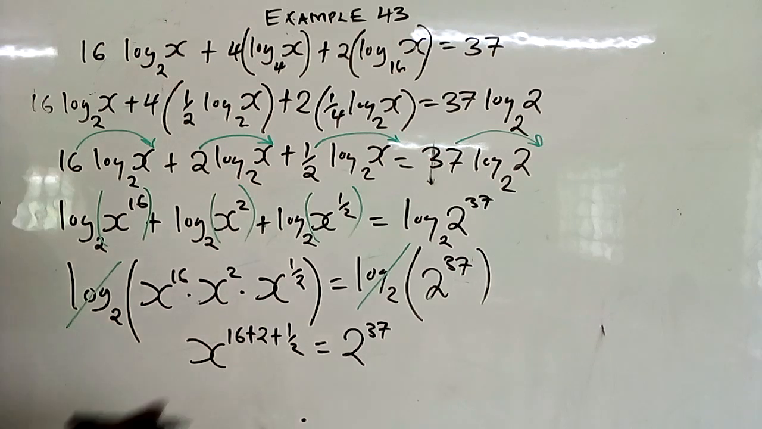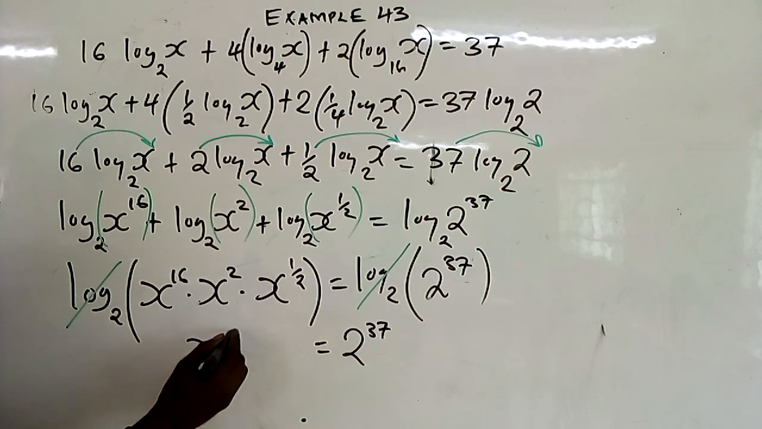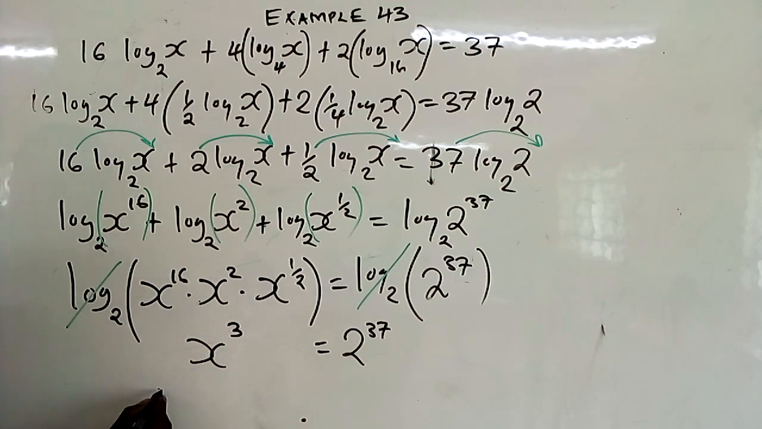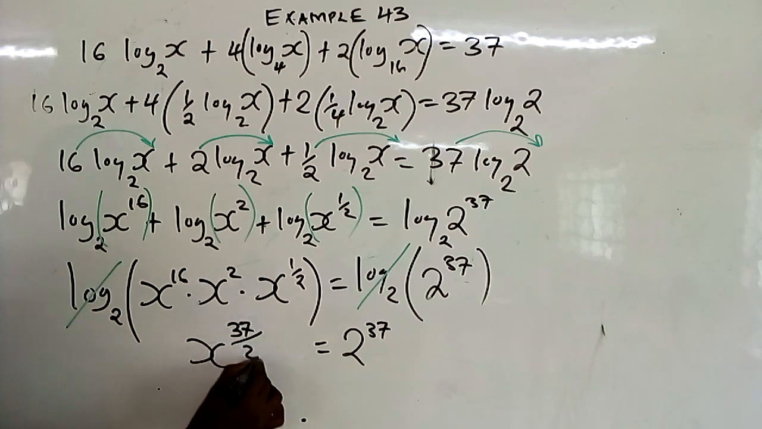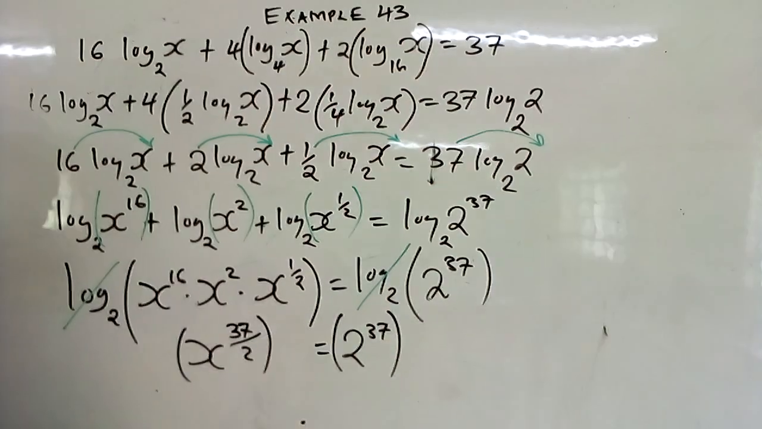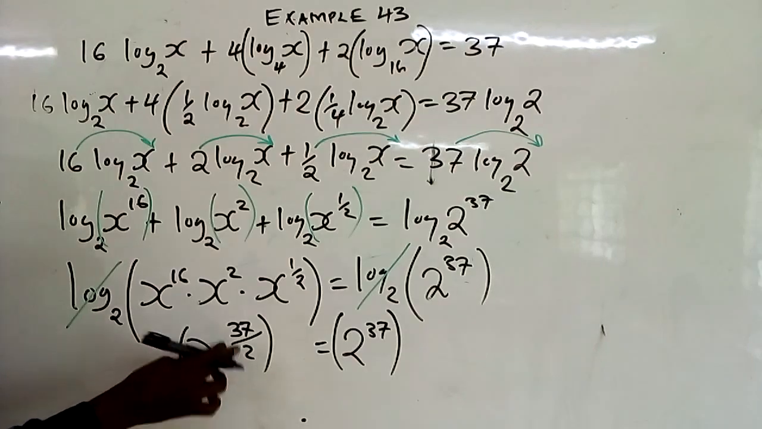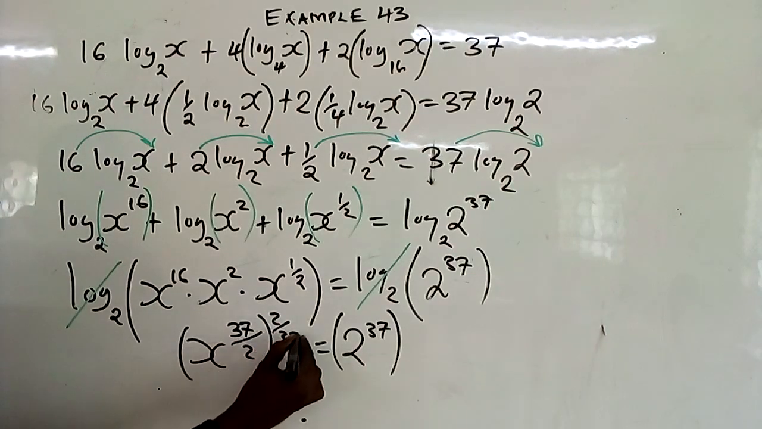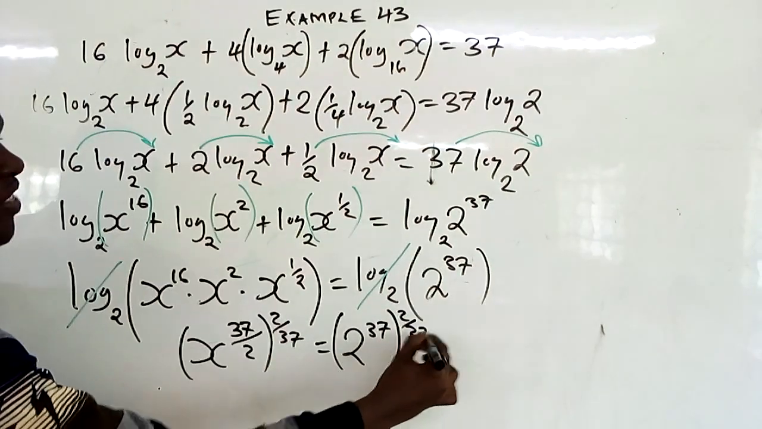18 and a half. What is 18 and a half? 18 and a half is 37 over 2, isn't it? See, 18 and a half is 37 over 2. You've now simplified it. So how do you get x? See, you multiply both sides of the equation, laws of indices, by the reciprocal of this, isn't it? 37 over 2, meaning we multiply both sides of the equation with the power 2 over 37.